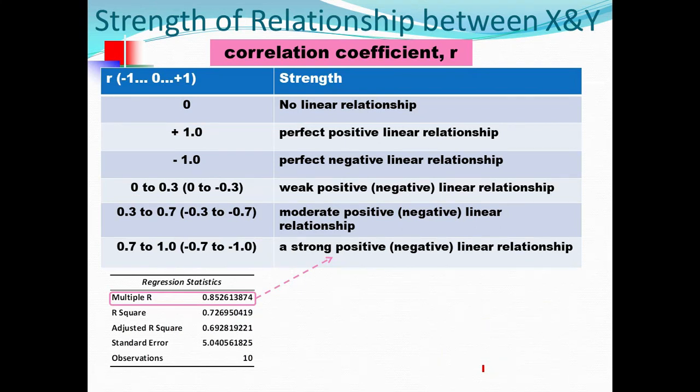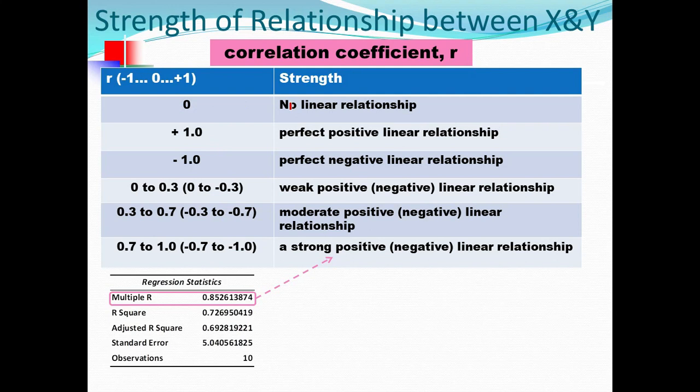Once we know this regression equation, we can also measure the strength of the relationship between x and y. This is the R value, which we call the correlation coefficient. When we calculate the correlation coefficient, the value will be between -1 and +1. This is how we are going to interpret it.